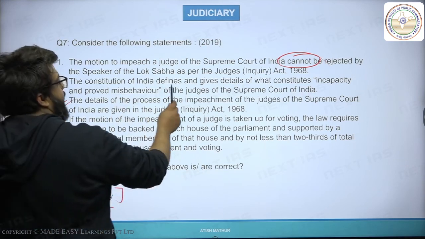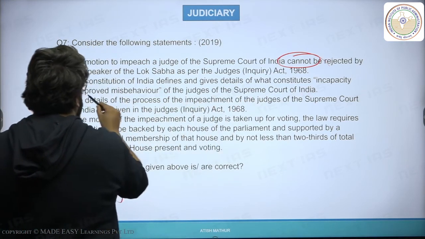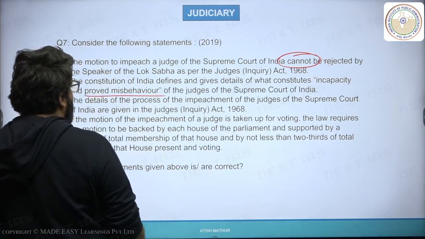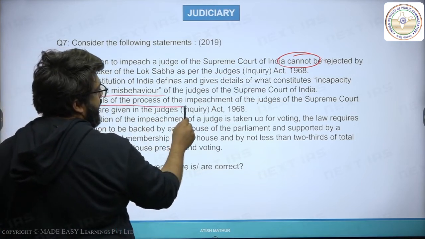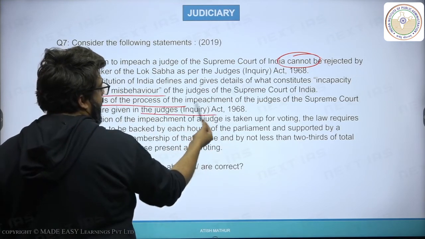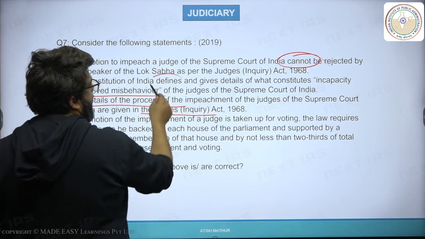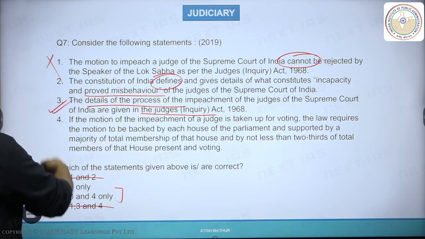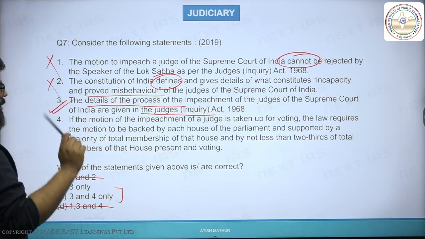द कॉन्स्टिट्यूशन ऑफ इंडिया डिफाइंस एंड गिव डिटेल्स एज व्हाट इज कॉल्ड प्रूव्ड incapacity and proved misbehavior. यहाँ लिखा है डिटेल्स ऑफ द प्रोसेस ऑफ द इम्पीचमेंट आर गिवन इन द जजेस इंक्वायरी एक्ट. या तो ये सही होगा या तो ये सही होगा. द कॉन्स्टिट्यूशन नेवर डिफाइंस वेग टर्म्स. जब और कहीं नहीं डिफाइन करो तो ये कहाँ से करेंगे. सेकेंड ऑप्शन भी इनकरेक्ट है, मुझे पढ़ने की जरूरत नहीं थी.